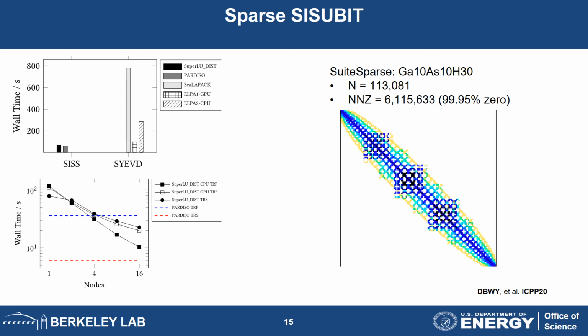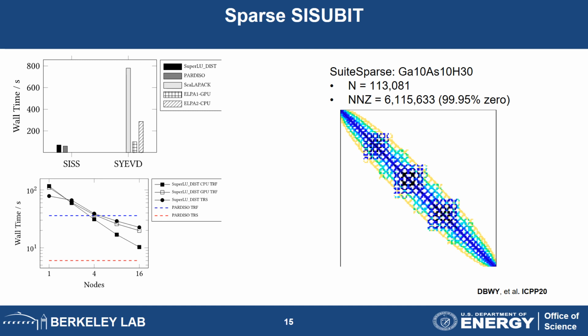As this gallium arsenide test case is a symmetric problem, and SuperLU is an LU factorization, we also included reference timings for using the PARDISO library, which are here in the dashed horizontal lines labeled blue and red for the triangular factorizations and triangular solves, respectively, just for posterity.